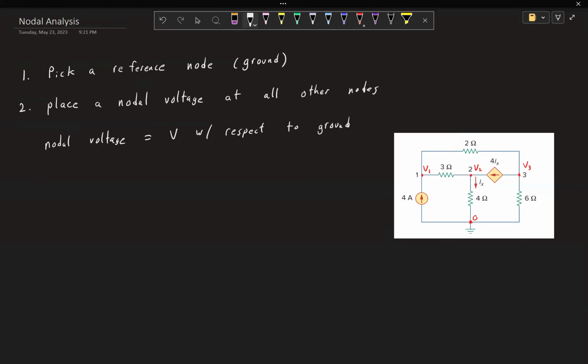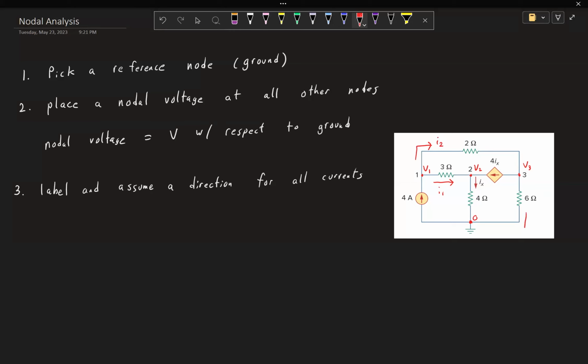Now, step three is to label and assume a direction for all currents. So here you just look at the circuit, and for example, right here, that one's not labeled, so we're just going to call it I1. Why not? It doesn't matter. And the direction is completely arbitrary. It doesn't matter which direction you pick, so just choose whatever you want.